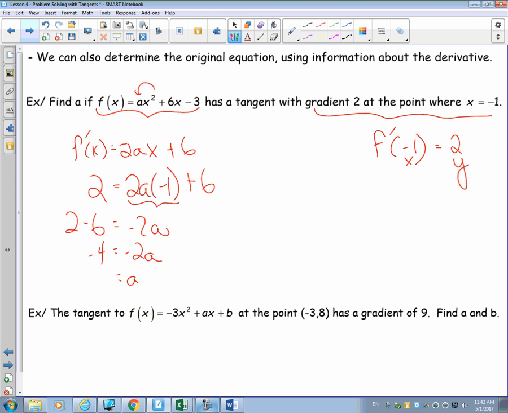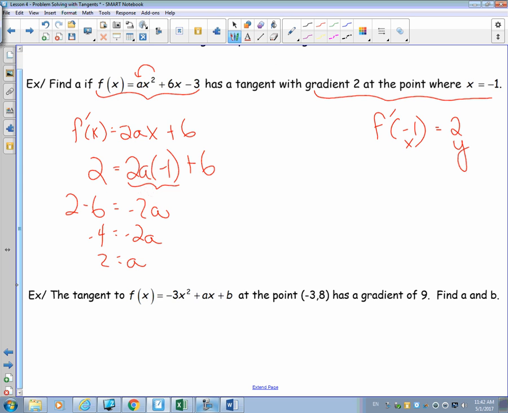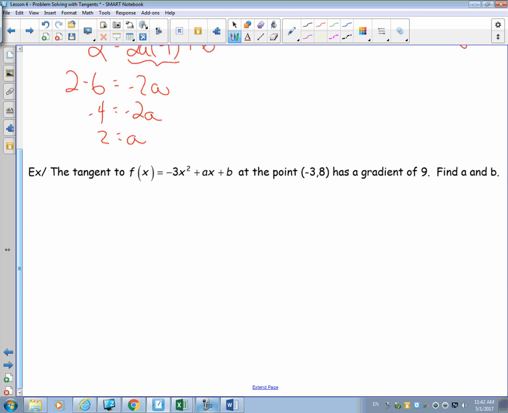So a is 2. Hey, look, we solved it. And you guys can try the next one. So pause it and give it a try, see what you can do. The tangent to f(x) at the point (-3, 8) has a gradient of 9. So what's this trying to tell us?